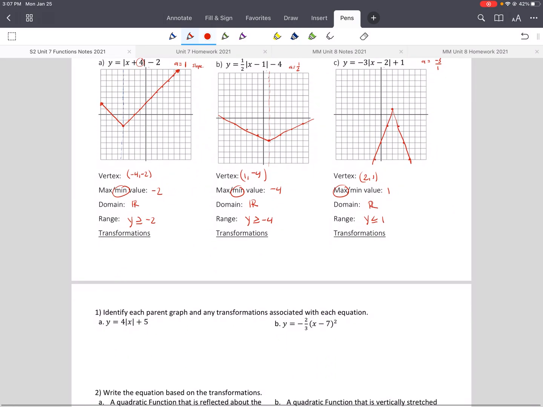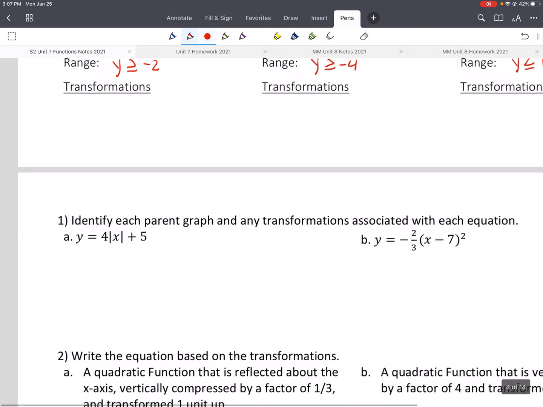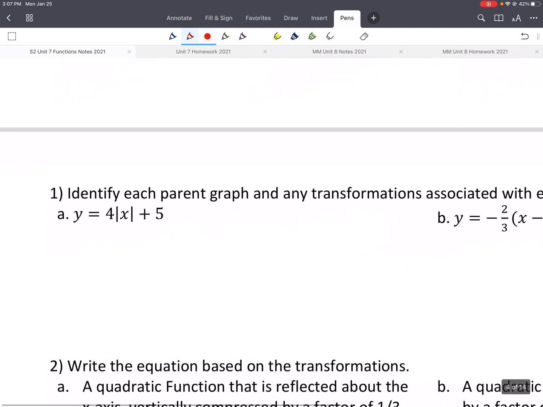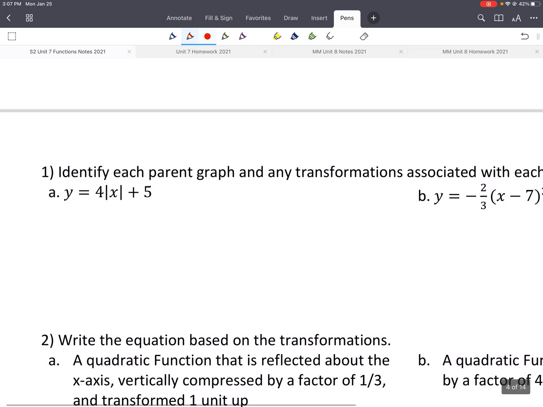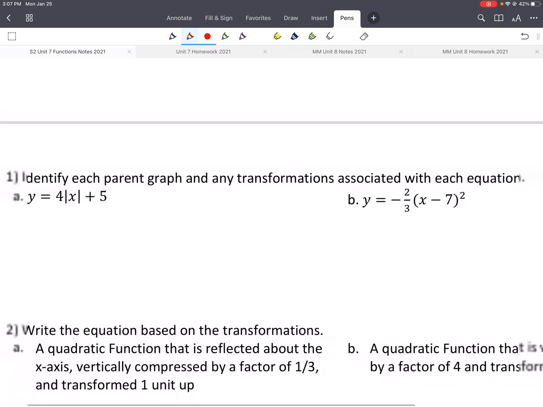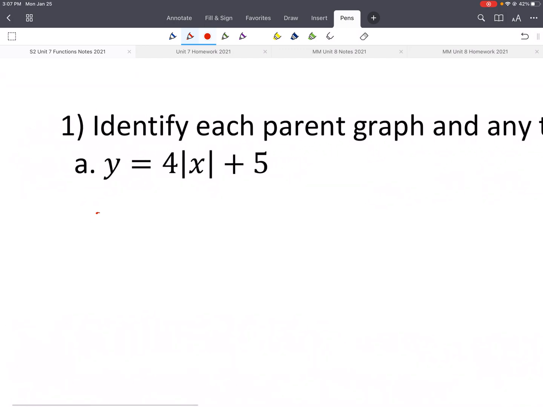All right, and then we can write down the transformations. We're just going to write it here, just to save some time. If we want to identify the parent graph and any transformations associated with this equation, that's what we want to do. First off, you can do bullets if you want. What type of equation is this? Well, this is an absolute value function. Again, we look at left to right, so the first thing we see is it's positive, so we don't need to say anything about being reflected. You don't need to say it's not reflected. You don't need to write anything.